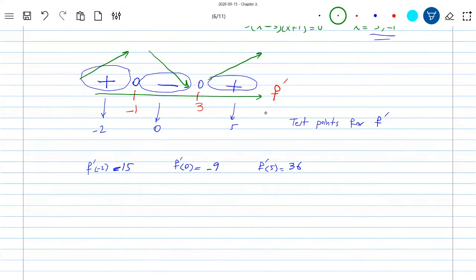So if I ask you where are the increasing and decreasing intervals, the increasing interval would be from -infinity to -1, as well as from 3 to positive infinity. Now, the decreasing interval happens to be from -1 to 3. So in this area, the function is decreasing. Everywhere else, the function is increasing.